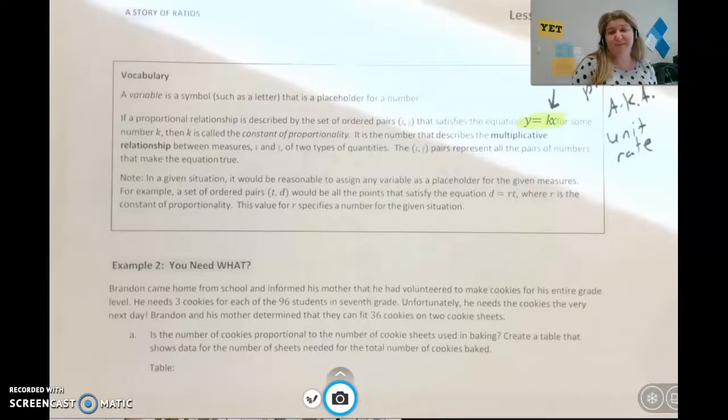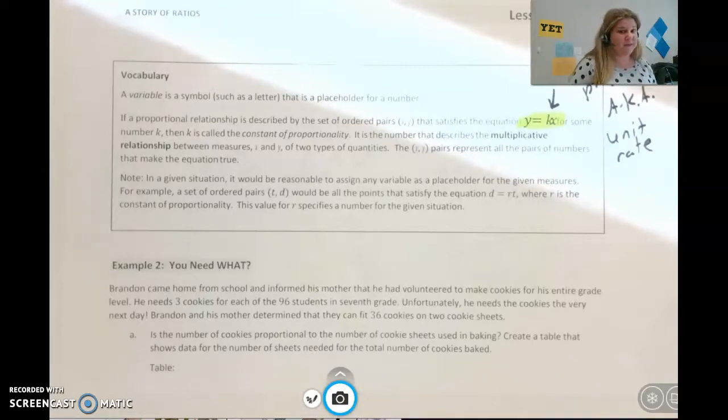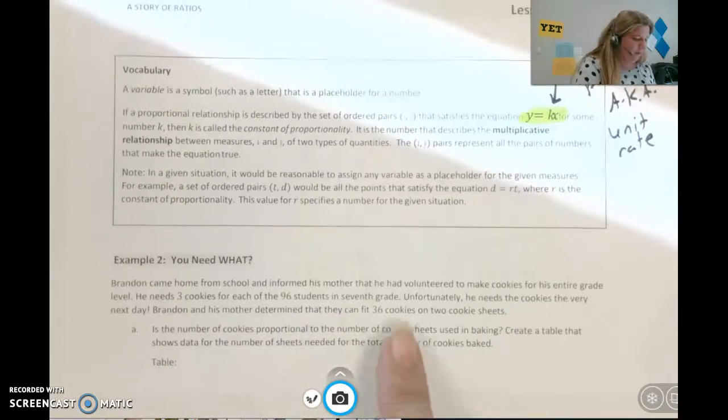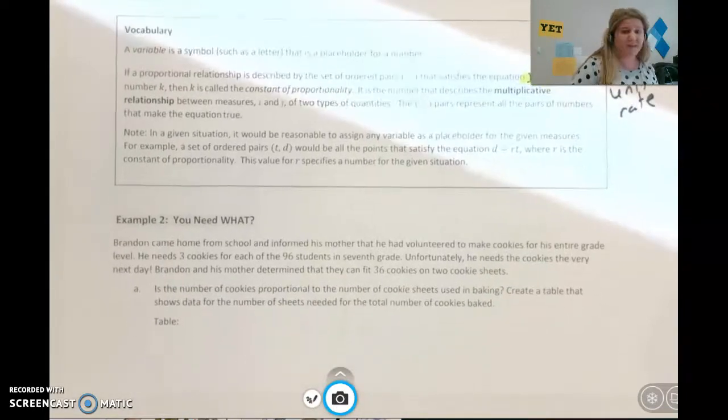Well, this school's about 1/3 of the size of ours because we have about 300 students in 7th grade. But anyway, if I was this kid's mama, I'd be pretty upset that he volunteered without checking. Unfortunately, he needs the cookies the very next day.